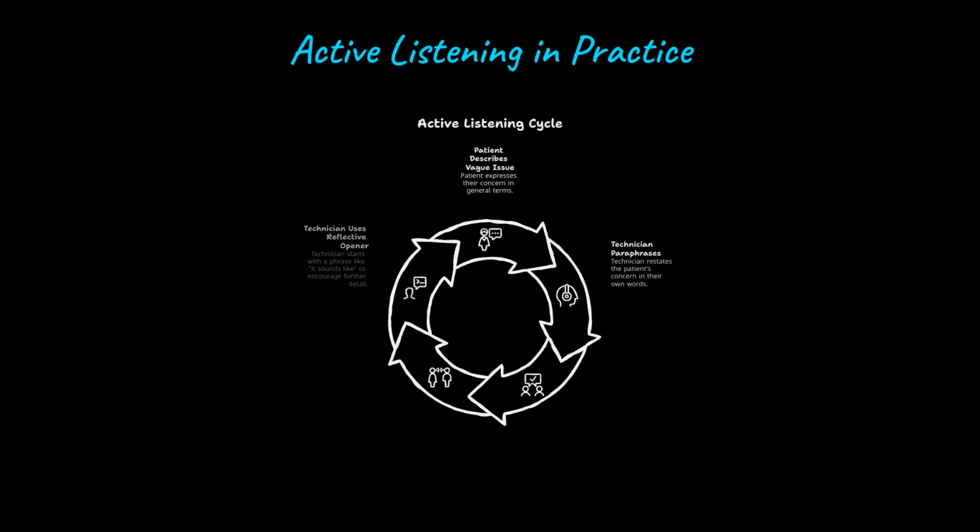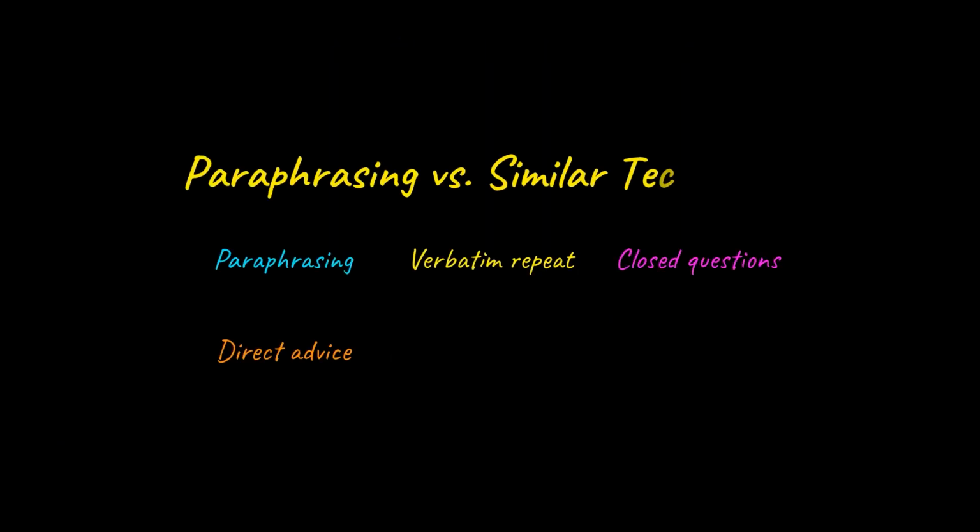In practice, body language and verbal technique work together. Eye contact establishes attention, leaning forward signals interest, and open posture reduces judgment. The technician then uses a reflective opener to introduce the paraphrase and closes with a soft confirmation question.